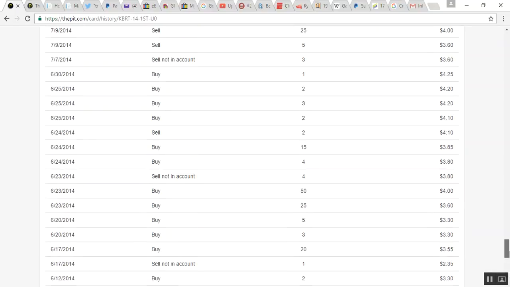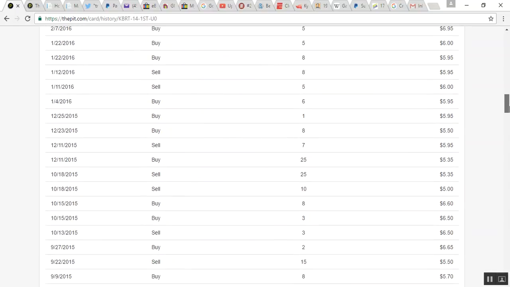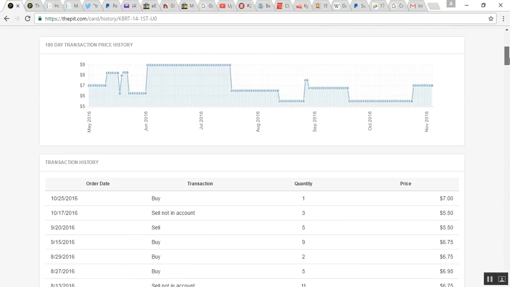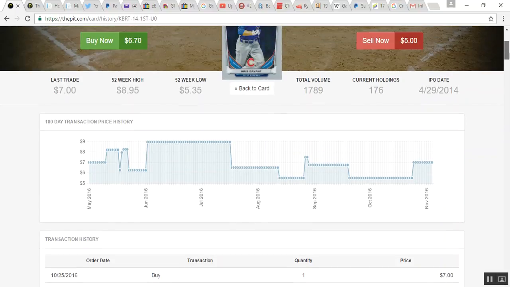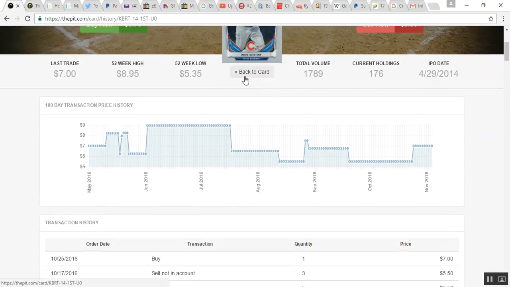I'm seeing some here that were in the low $2. Those would have been a good investment because this card is traded as high as $9. And now the last trade was at 7 here. Okay, so we can click back to card and say goodbye to the price history.